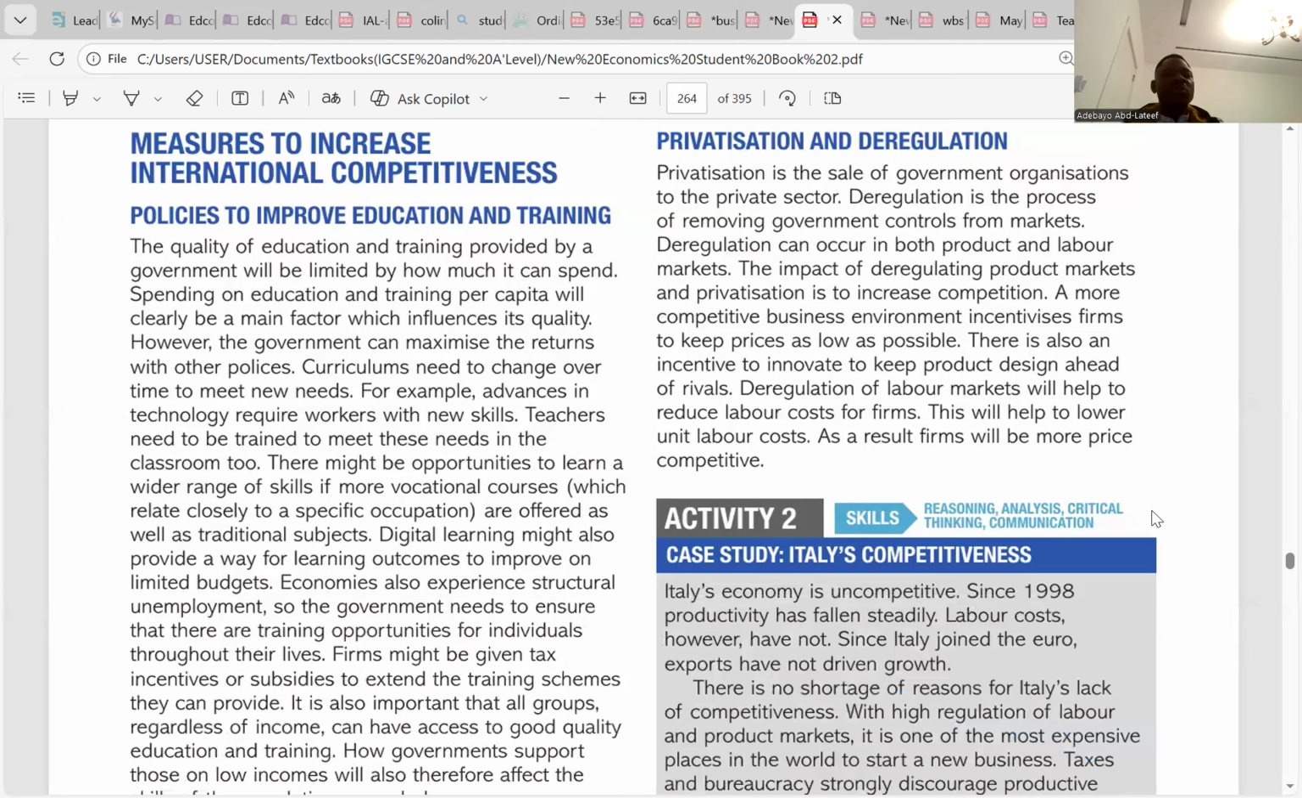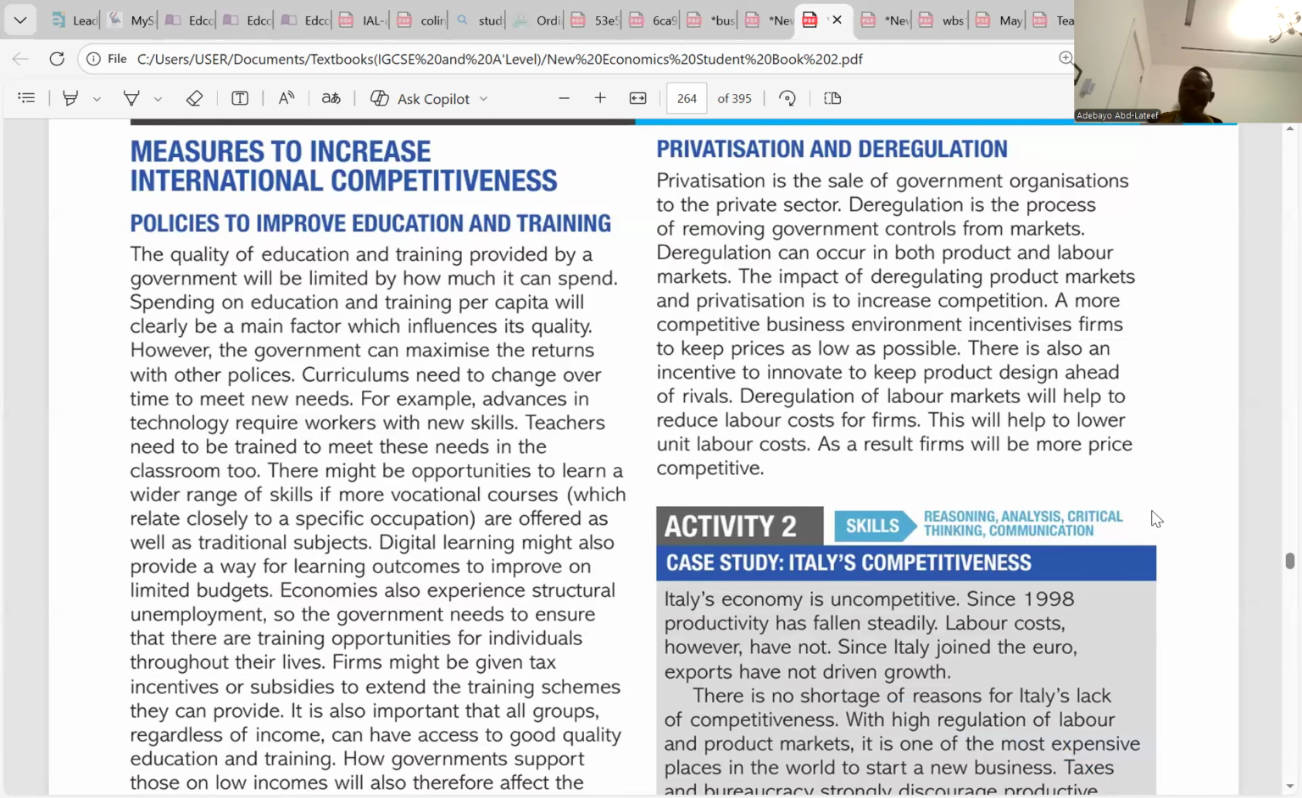The first one is policies to improve education and training. Education and training improves the skills of the workforce. It improves human capital. And remember, one of the factors that can influence how competitive a country could be in the global market is human capital. So if human capital is one of the factors that could influence how competitive a country could be, it simply means policies should come in place. Policies should come to improve human capital. So policies are needed to improve human capital.